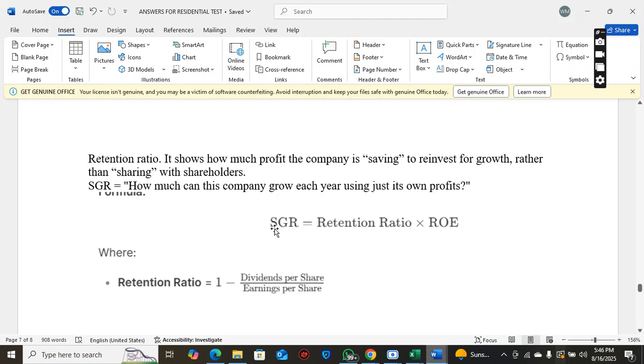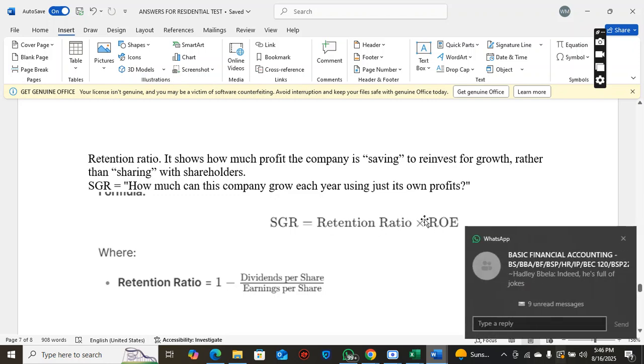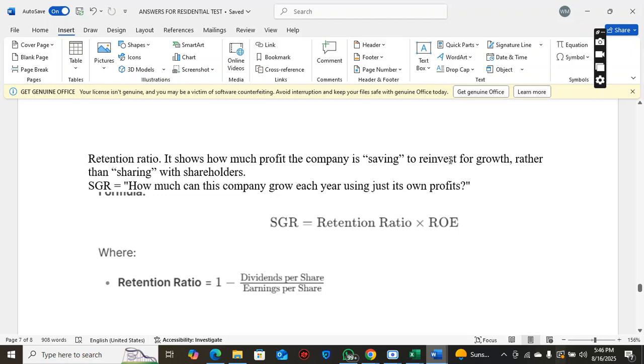Okay, so the sustainable growth rate is the retention ratio times the return on equity. Retention ratio is how much profit the company is saving to reinvest for growth rather than sharing with the shareholders. How much you are keeping, which you could have given the shareholders, but you have decided to keep it because you want to reinvest in the growth of your company.